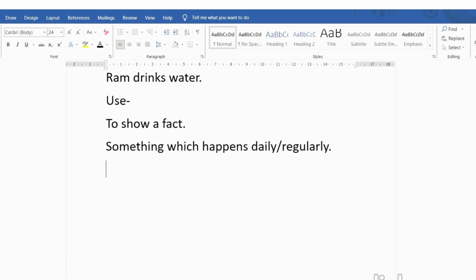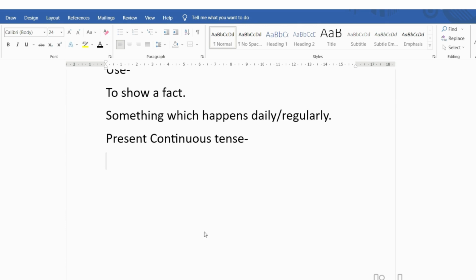Okay. Now, next we move on to the second category of tense, that is present continuous tense. As the name suggests, it talks about an action which is continuing right now in front of my eyes. It's happening right now. Continuous means it is continuing.